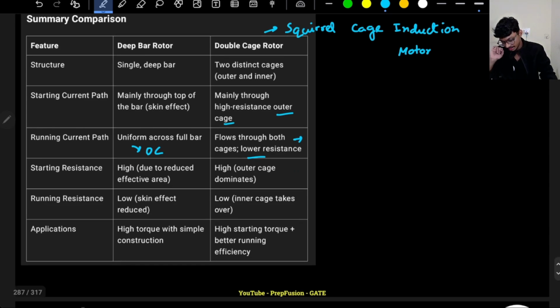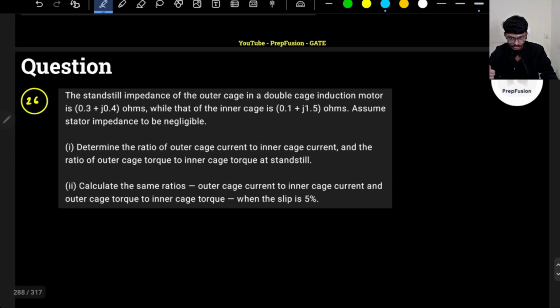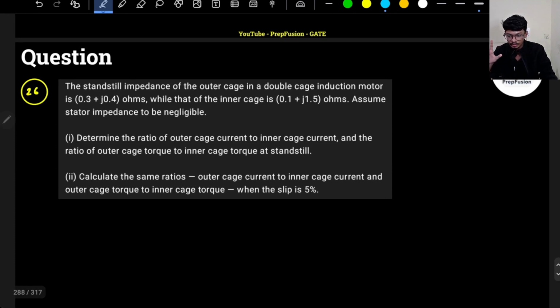Okay, at starting the resistance will be high, and here also it will be high. In the running condition, the resistance will become low. So this is what we want. We want higher resistance at starting because I want good starting torque. I don't care about the losses at that point of time, but at running I care about efficiency, so the resistance should reduce. So let's do a question on this, and with this we will wrap up today's lecture. Very simple questions mostly will come, and in the next lecture we will discuss harmonics in induction machines and also the braking of induction motors.